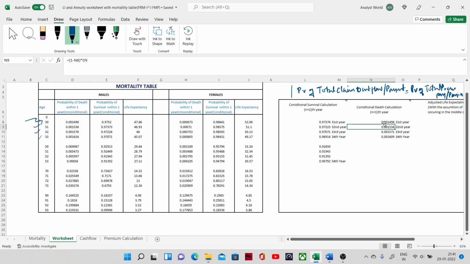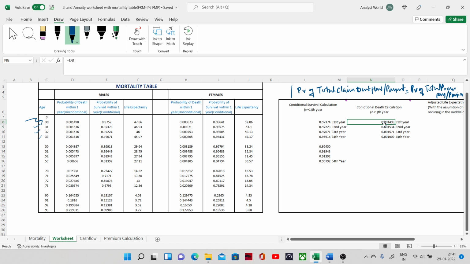The second year, obviously, if he survived the first year, then only he can die the second year. So the conditional probability of death is the condition that he has survived the last year multiplied by the unconditional probability of death the year after that. So see how I have calculated. Just follow the formula bar. This is exactly what we have practiced in the last worksheet as well.